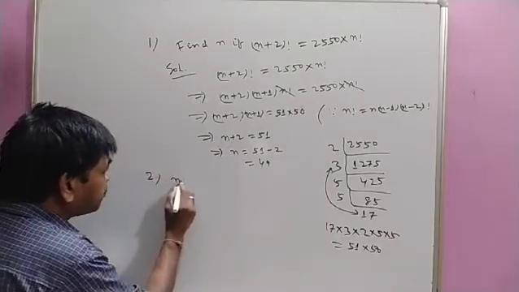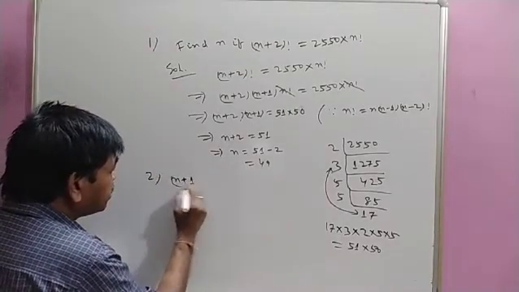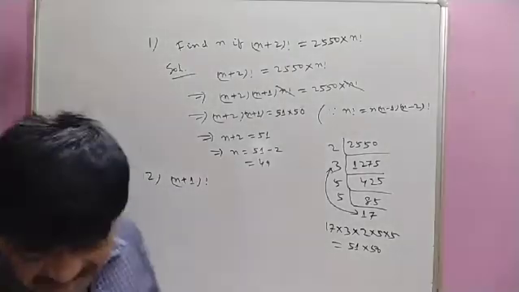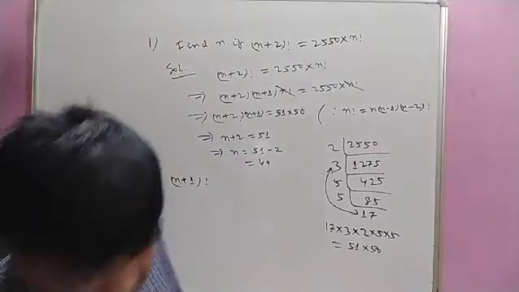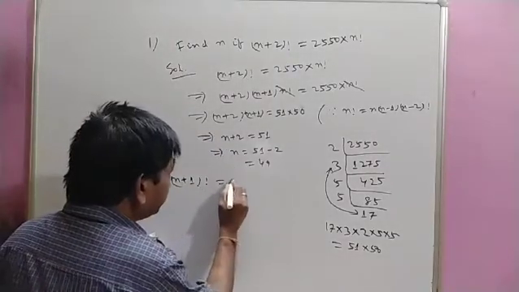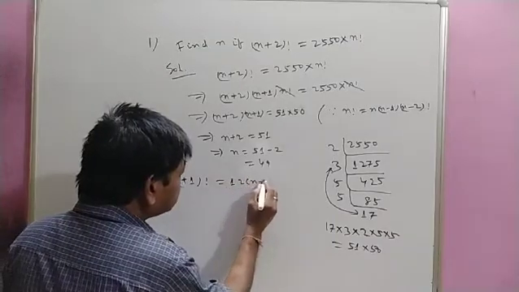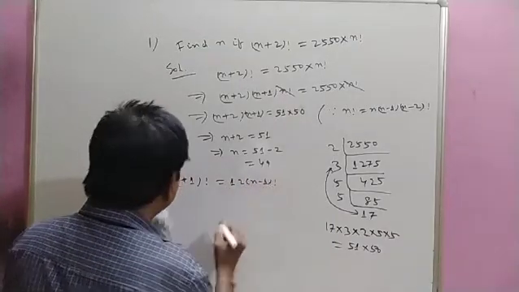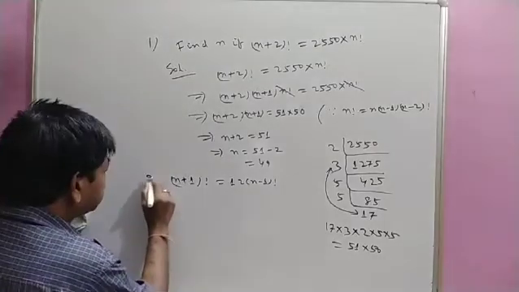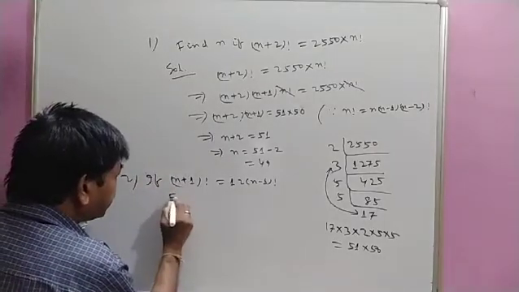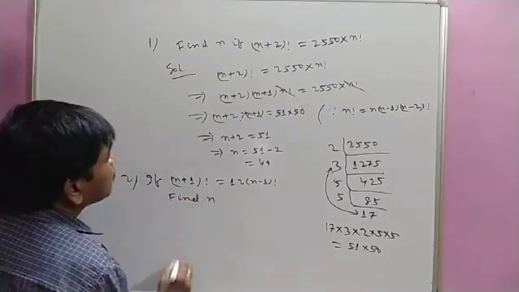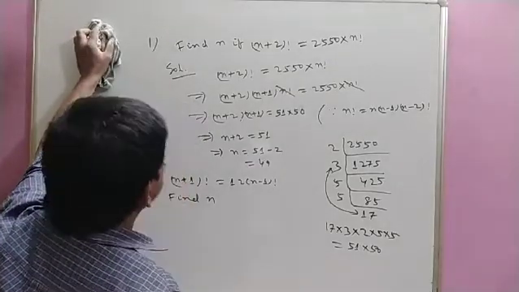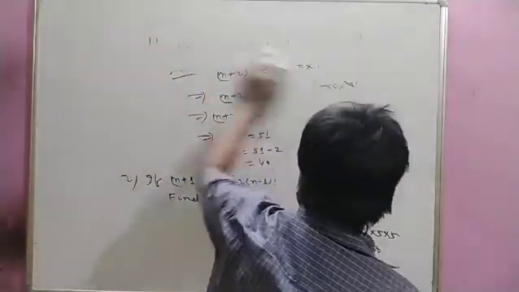The next, write question number 2. Question number 2 is n plus 1 factorial is equal to 12 into n minus 1 factorial. That means if this is equal to this, then find n. Now I am reviewing this question.